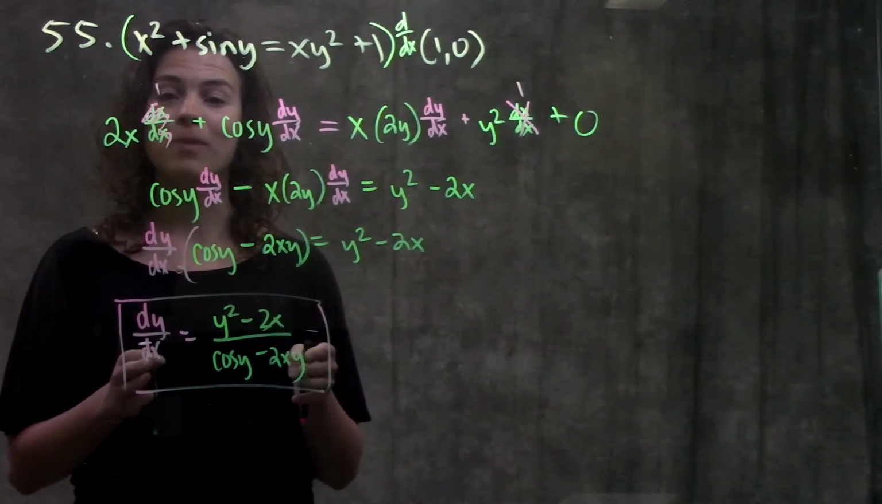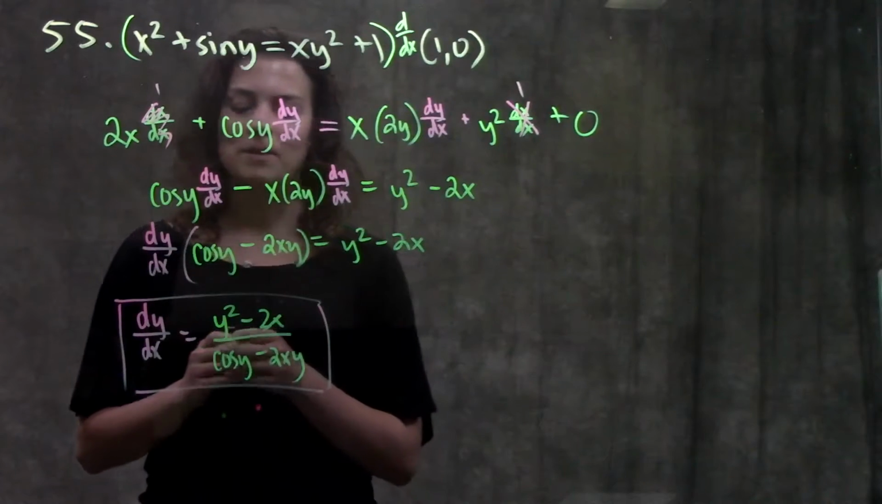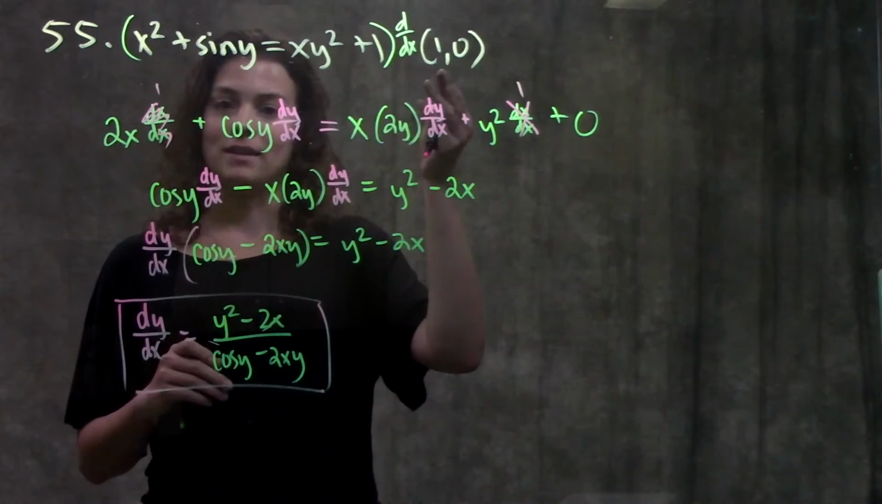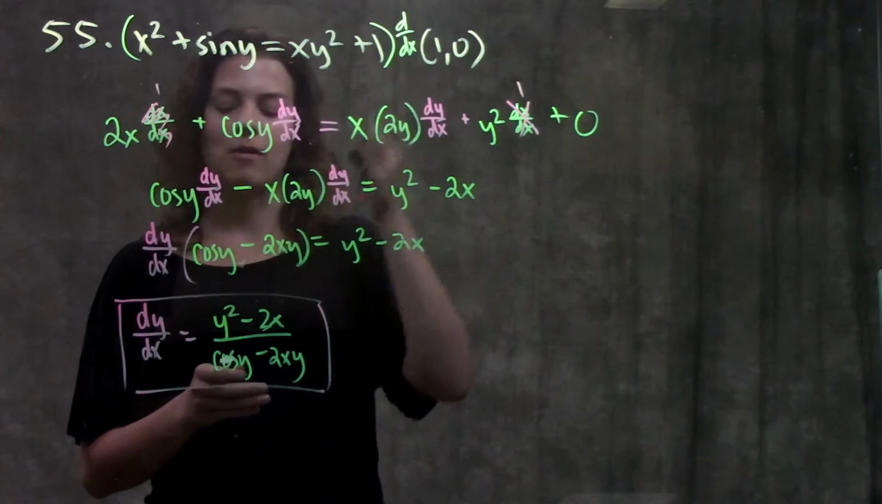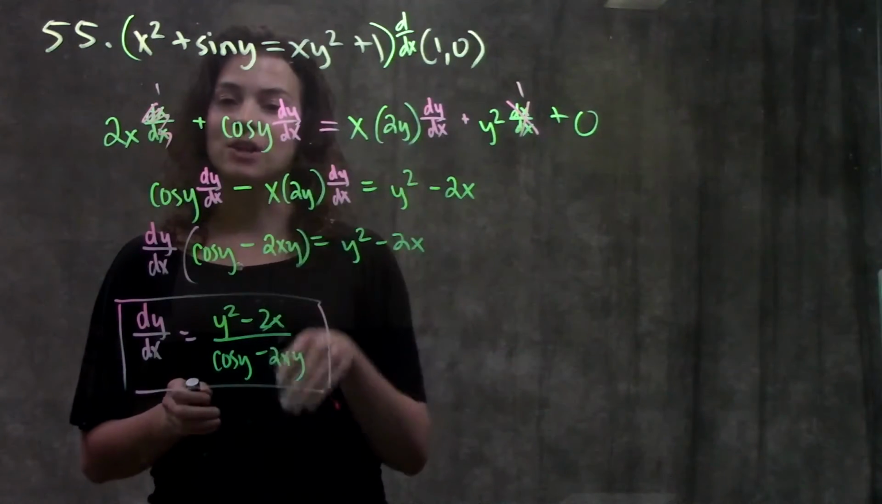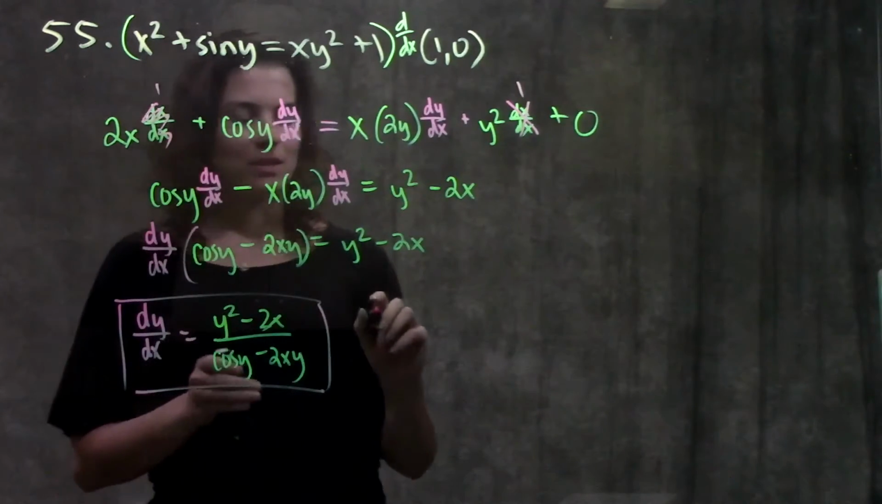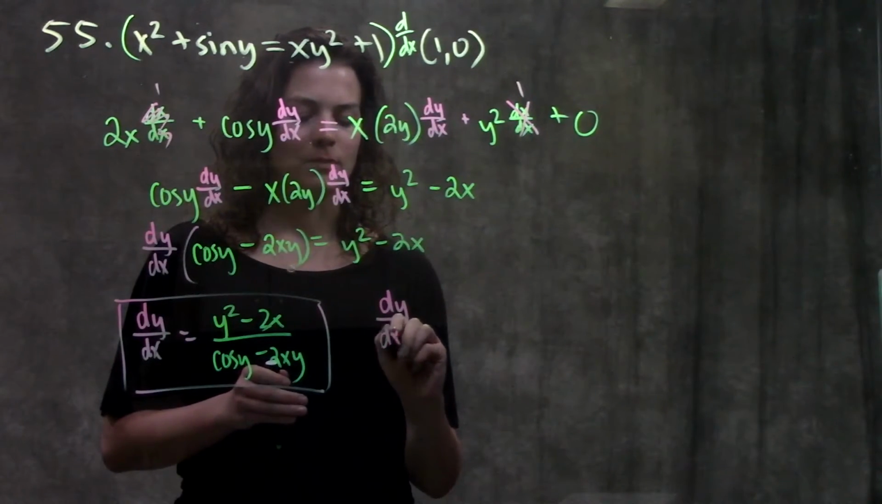This is the slope of our function. But remember, they gave us an actual point that they're interested in. They're interested in the point (1, 0). So we can find the slope of this function by plugging in 1 wherever we see an x and 0 wherever we see a y. So let's solve for the slope at this point.